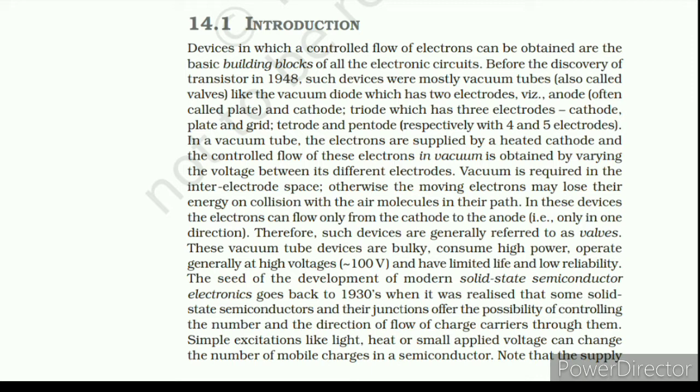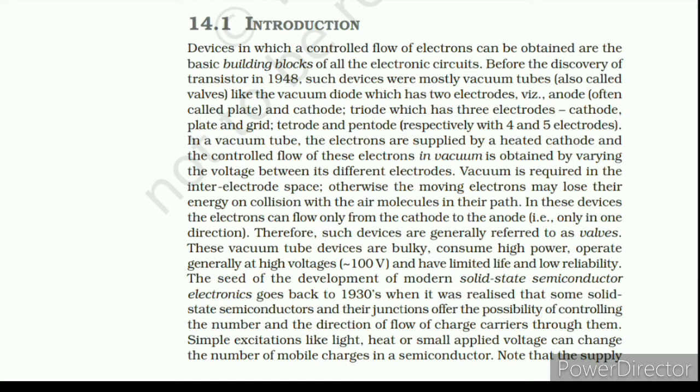In a vacuum tube, the electrons are supplied by a heated cathode and the controlled flow of these electrons in vacuum is obtained by varying the voltage between its different electrodes. Vacuum is required in the inter-electrode space, otherwise the moving electrons may lose their energy on collision with the air molecules in their path. In these devices, the electrons can flow only from the cathode to the anode, that is, only in one direction. Therefore, such devices are generally referred to as valves. These vacuum tubes generally are bulky, consume high power, operate generally at high voltages, and have limited life and low reliability.